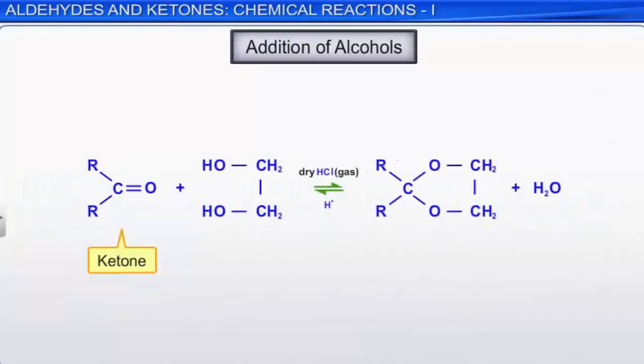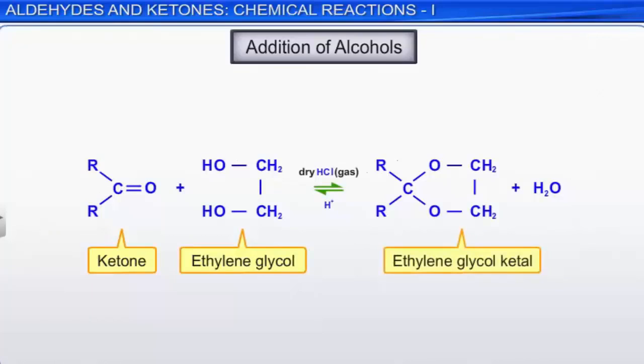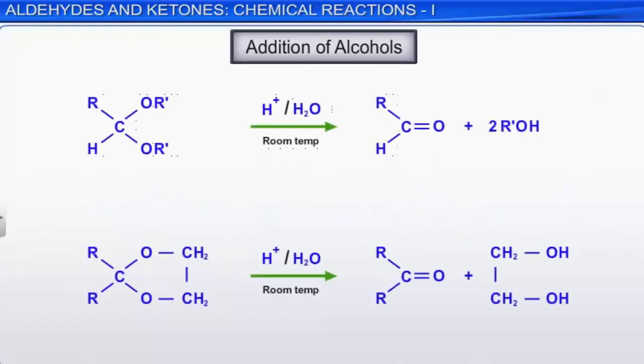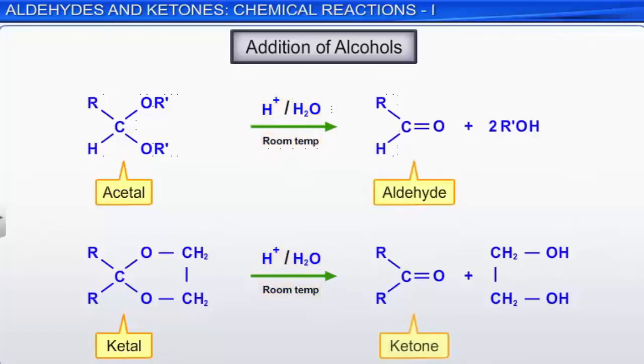Ketones react with an excess of ethylene glycol under similar conditions to form cyclic products known as ethylene glycol ketals. Both acetals and ketals can be rapidly hydrolyzed with aqueous mineral acids even at room temperature into aldehydes and ketones respectively.